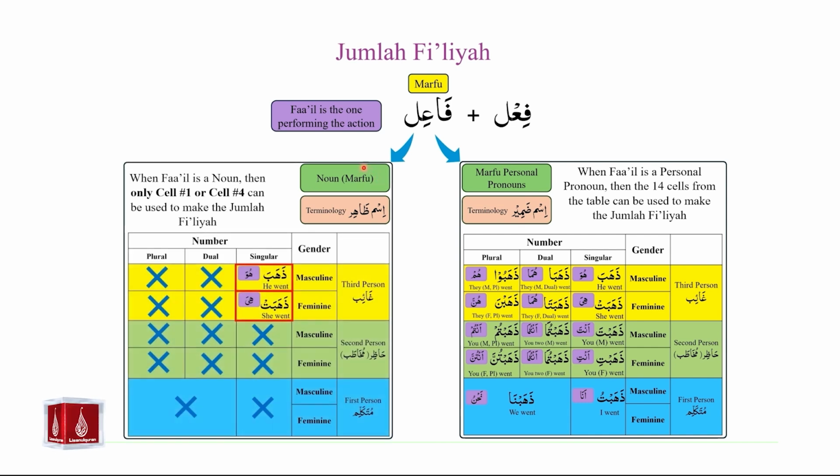And the rule is that when fa'il is a noun, then only cell number 1 or cell number 4 can be used to make Jumla Fi'liya. So when the fa'il is a marfu noun or Ism Zahir, we can only choose from cell number 1, for example, Zahaba, or cell number 4, for example, Zahabat, to make our Jumla Fi'liya. If the fa'il is a noun, then we cannot use the remainder of the table and we will only need to choose from cell number 1 or cell number 4 to make our Jumla Fi'liya. Let us study some examples to understand this concept further.